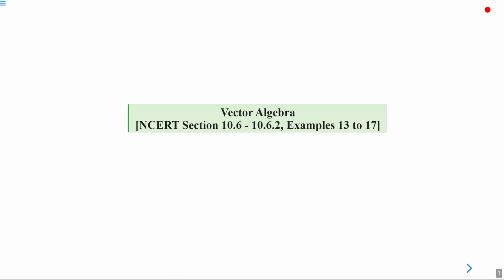In today's class, we will study vector algebra in NCERT section 10.6 to 10.6.2, examples 13 to 17. So let us start now.